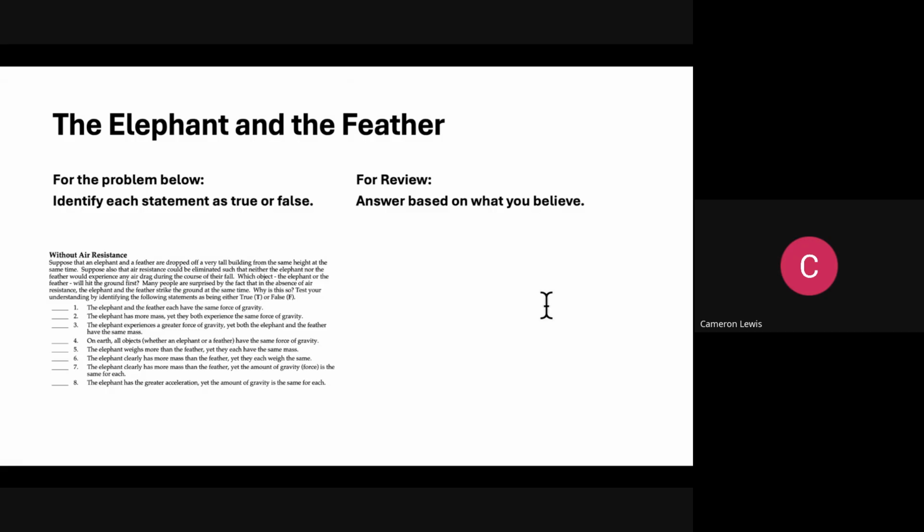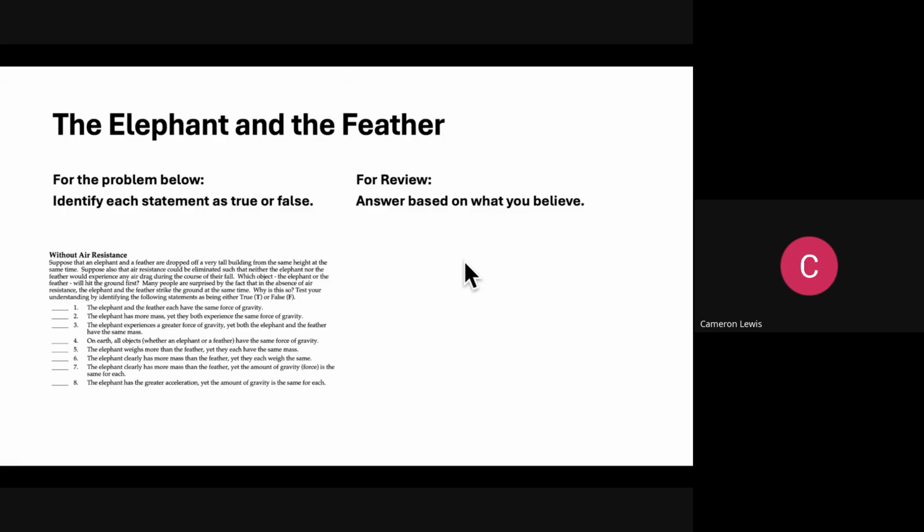That brings us into talking about this concept of the elephant and the feather, right? So suppose we have an elephant and a feather and they're dropped from a very tall building at the same height and same time. We want to say that we can just get rid of air resistance, right? So we're ignoring air resistance. We want to figure out what would happen with each of these animals, right? Or the objects. Let's just say objects, right?